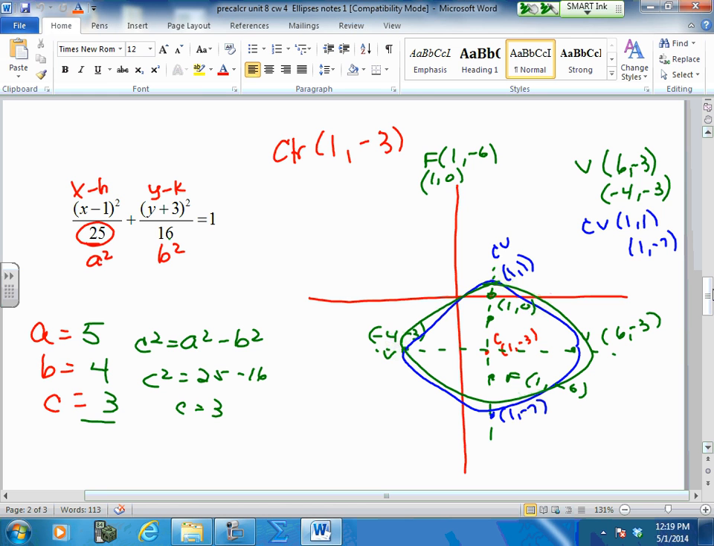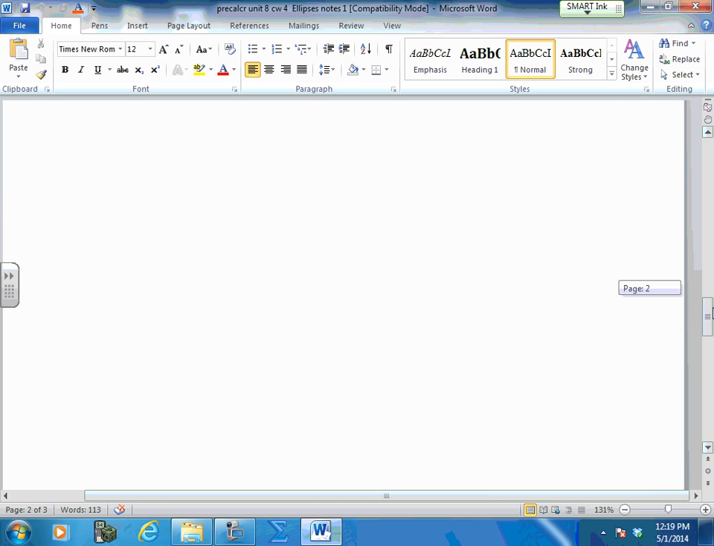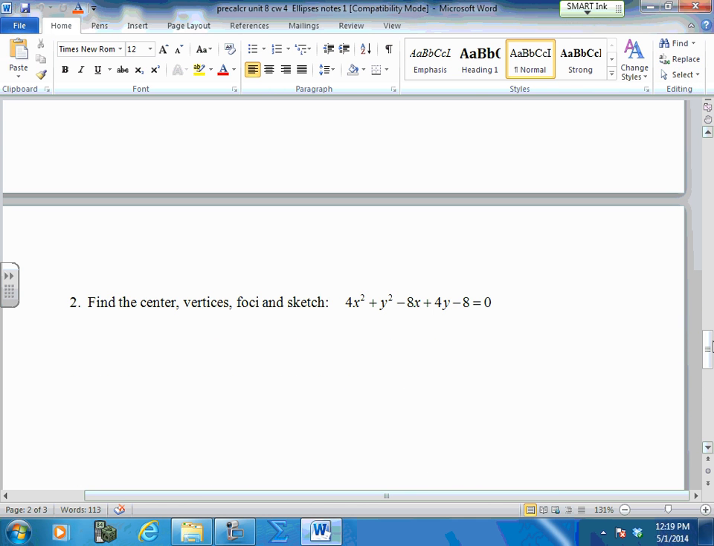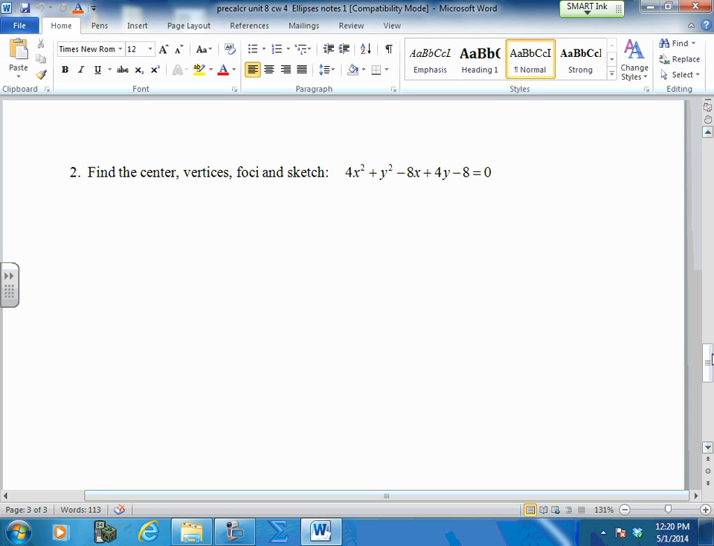Okay? You okay with that so far? Drawing your ellipse? Okay. Now, we're going to throw a little curve in here. It was 1, 0 and 1, negative 6? 1, negative 6. Okay. Little curveball.